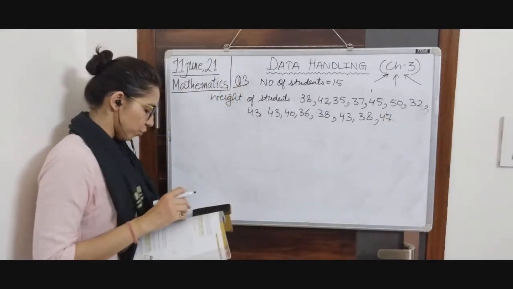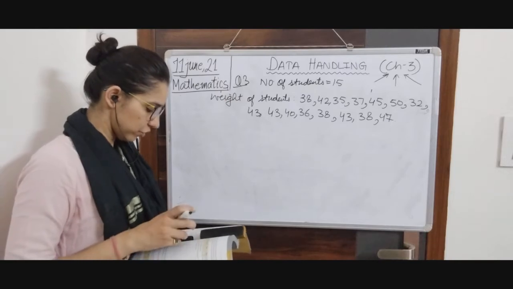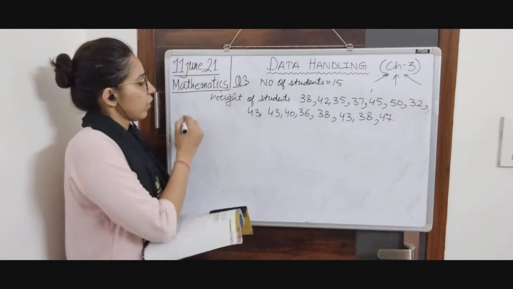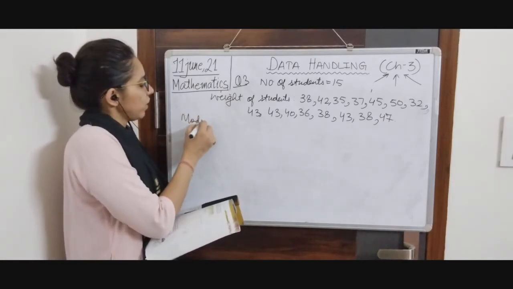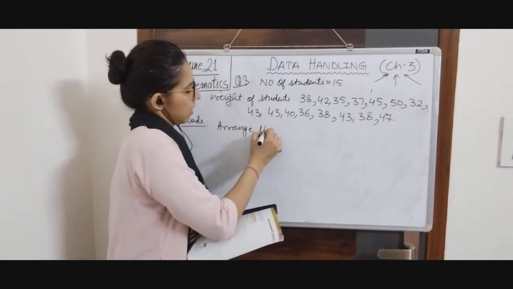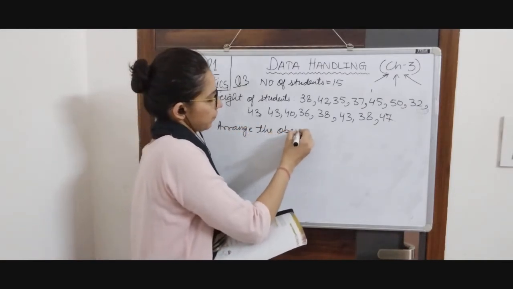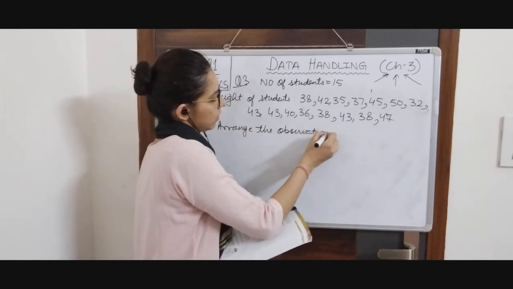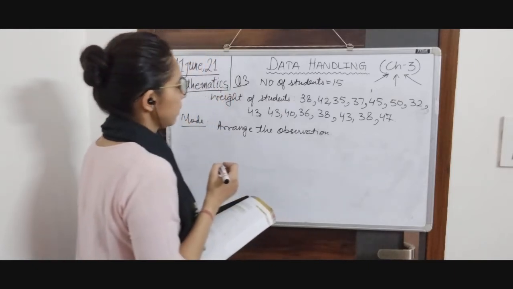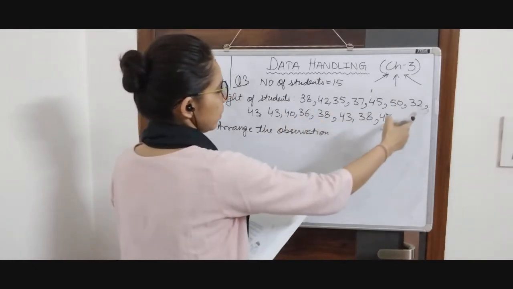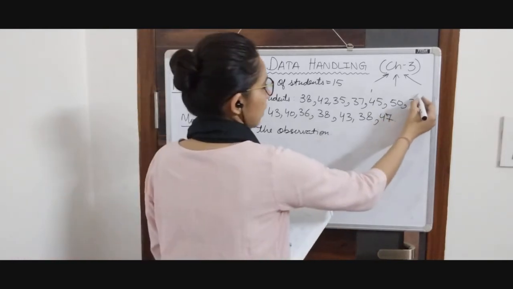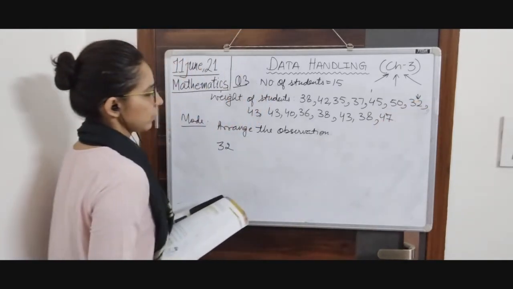First we have to find out the mode and median, and then we have to tell if there is more than one mode. First we will find out the mode. For mode we will arrange the observations, starting from the lowest one. The lowest weight is 32. I have taken this one into consideration.